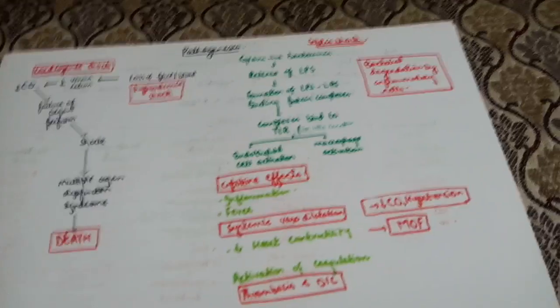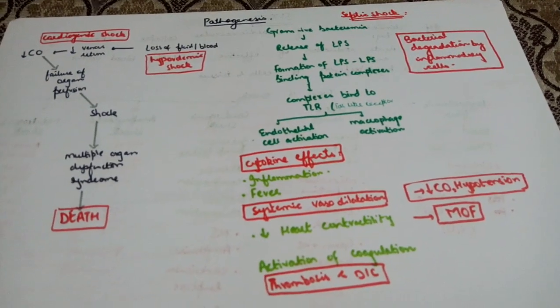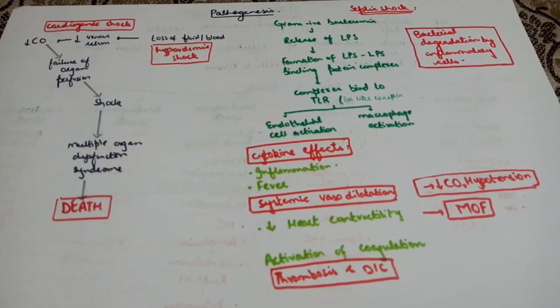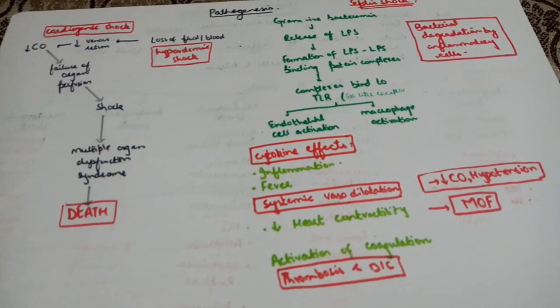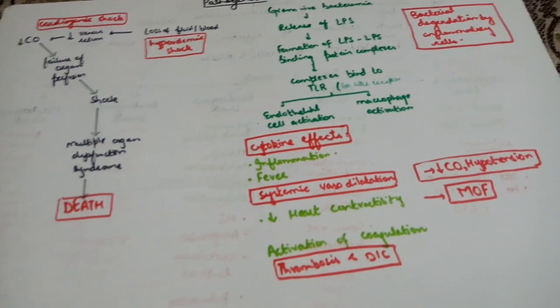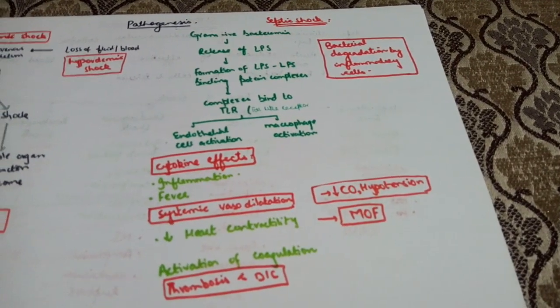Let's discuss the pathogenesis. For example, there is loss of fluid or blood. As we know, this is hypovolemic shock. That will lead to decreased venous return and decreased cardiac output, that is cardiogenic shock. Now that will lead to failure of oxygen perfusion, that is called shock, and as a result there will be multiple organ dysfunction syndrome and death. This was the pathogenesis of hypovolemic shock and cardiogenic shock.